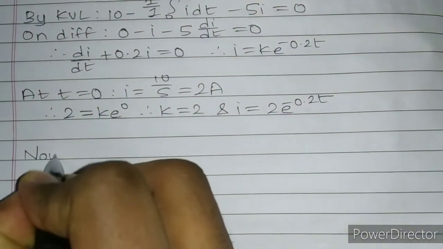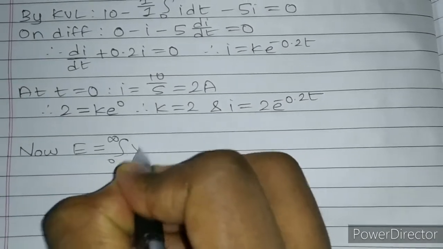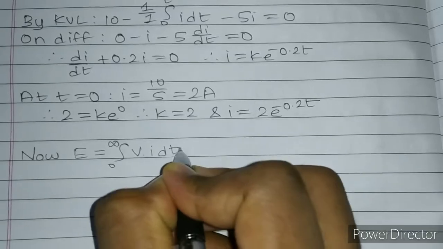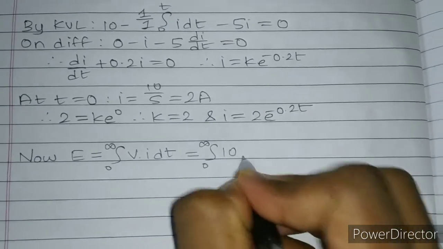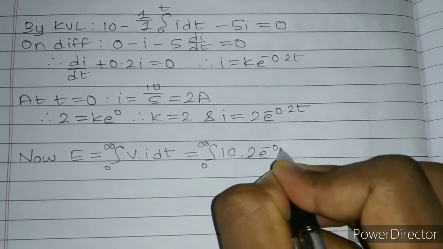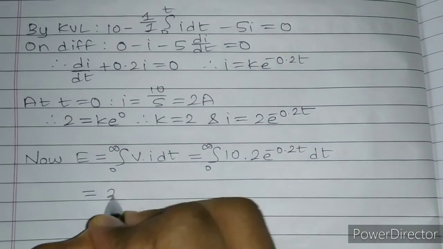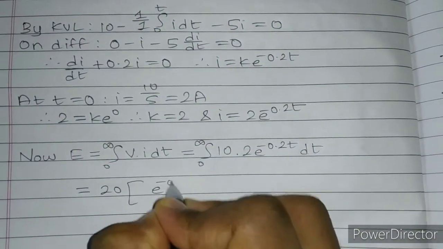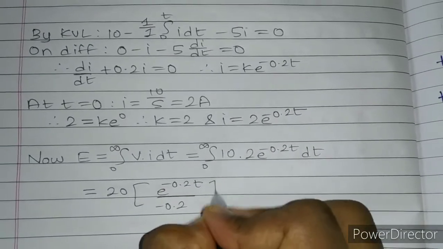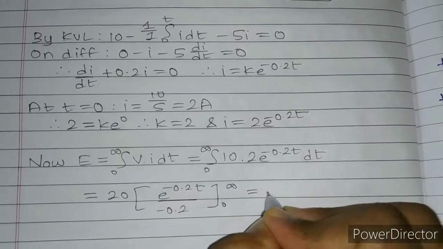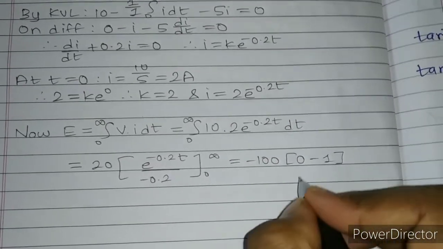Now the energy supplied by source E is equal to integration of 0 to infinity V into I dt is equal to integration of 0 to infinity 10 into 2 e raised to minus 0.2 t dt is equal to 20 bracket e raised to minus 0.2 t divided by minus 0.2, and the limits is from 0 to infinity, is equal to minus 100 into 0 minus 1 is equal to 100 joules.